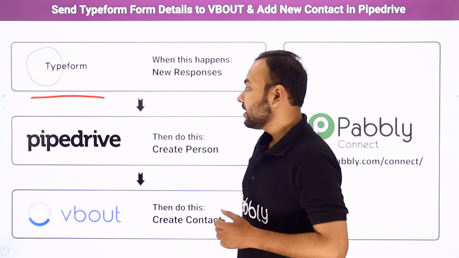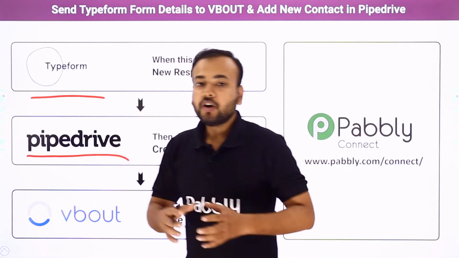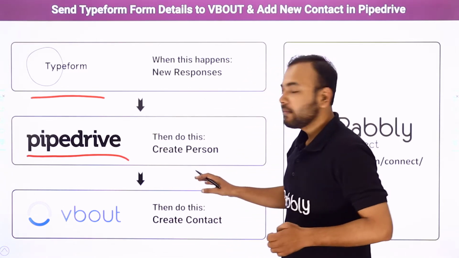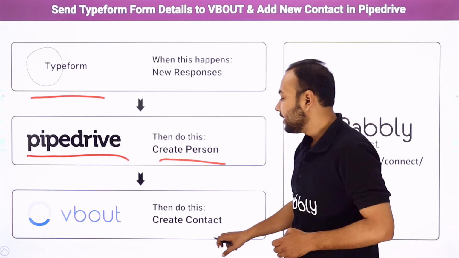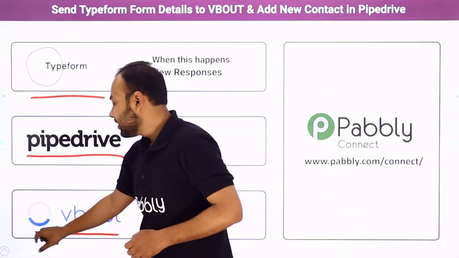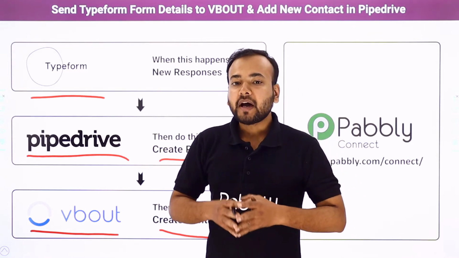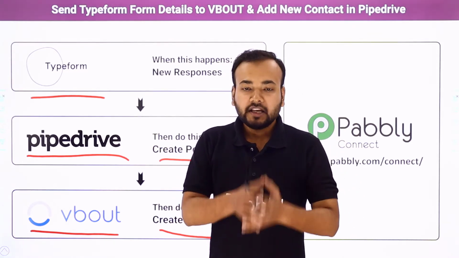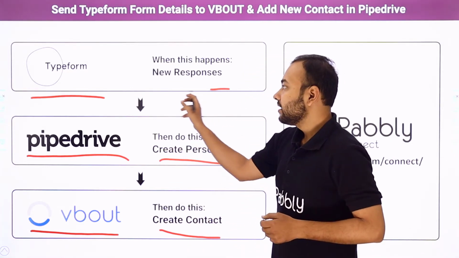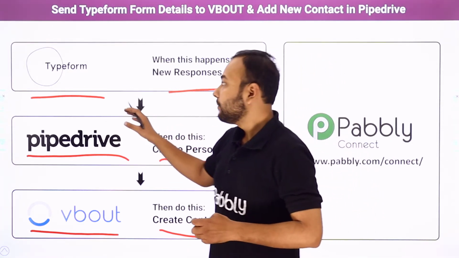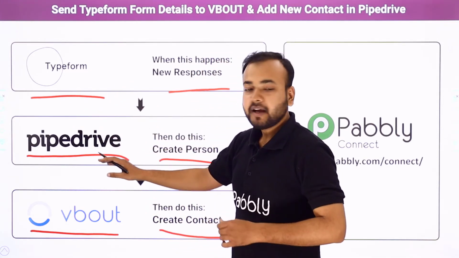So you are using a CRM application here called Pipedrive. You want to add that person in this CRM application, and you also want to add that person as a new contact in the VBOUT application. VBOUT is a marketing tool by which you can create marketing campaigns like email marketing. So whenever you get a new response, a new lead, with the help of the Typeform contact form, you want to add the same person in Pipedrive and VBOUT.